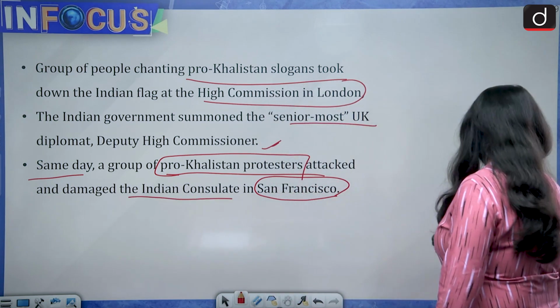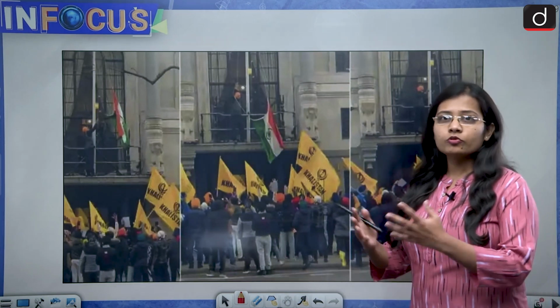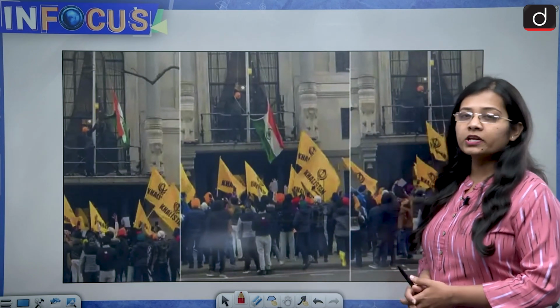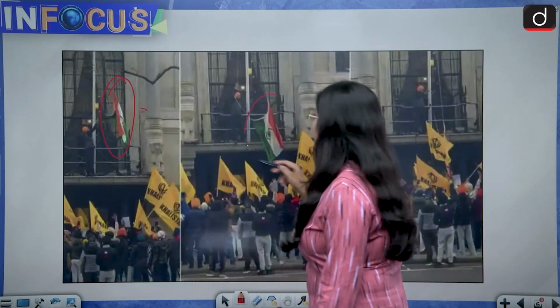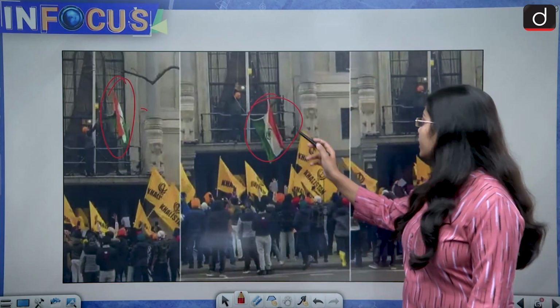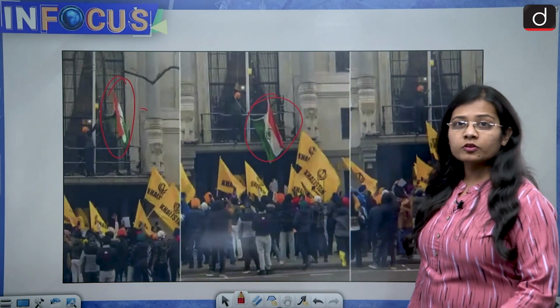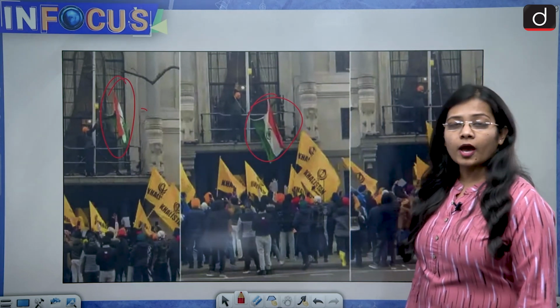So first look at this picture, which is going around on social media, and you can also see it very openly. This is the Indian flag which was taken down by the Khalistan followers, and then when the Indian flag was taken down, there were people who came from the embassy and stopped this incident from happening.